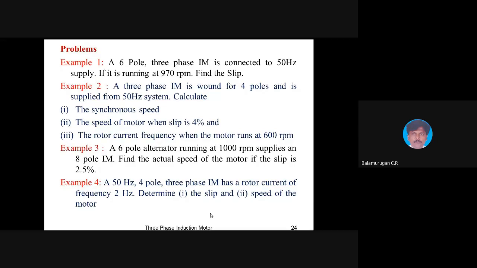And here if you are not using 100, you will get a fractional slip. If you use 100 you will get 6%. And as per the rotor current frequency formula, f dash, this is the rotor current frequency, equal to fractional slip into stator frequency. So here you should not substitute as a percentage, you have to substitute as a fraction.